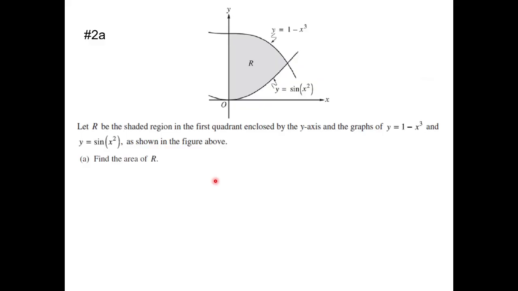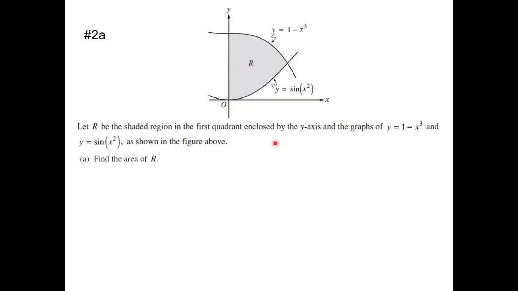For this calculator-based free response problem, R is a region in the first quadrant enclosed by the y-axis and the graphs of y equals 1 minus x cubed, this top one here, and sine of x squared, which they also labeled in the diagram. That was nice of them to do that. For the first thing we're doing on this problem, we want to find the area of this R here.